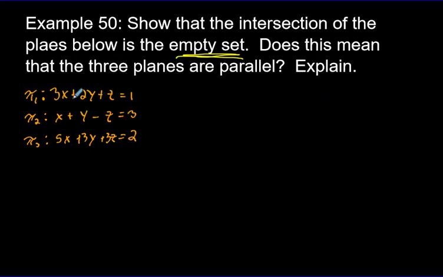It looks like I can easily eliminate this variable by adding them together. So I'm going to keep the first equation the same. If I add these together, I get 4x plus 3y. The z's cancel, and I get 4. Now I want to eliminate the z's here too, so I'm going to multiply the top equation by negative 3 to get the z's to cancel.